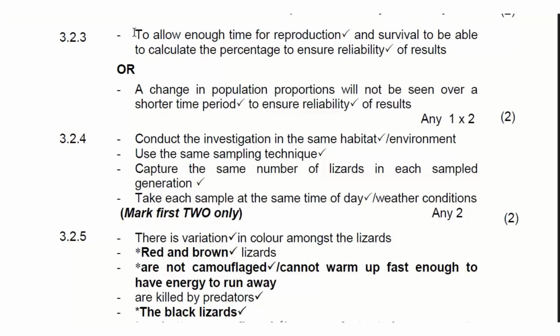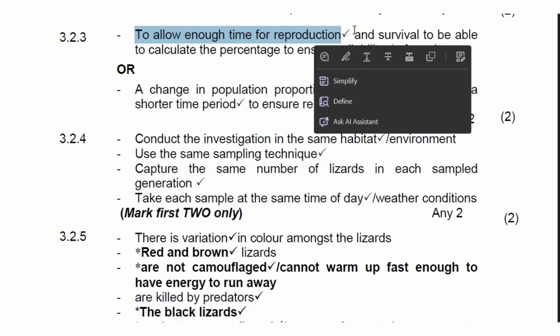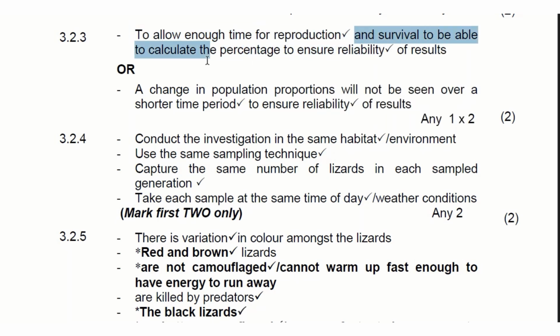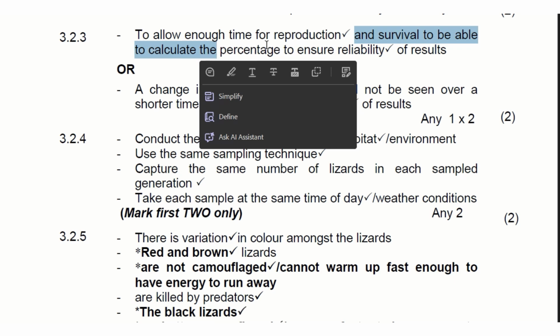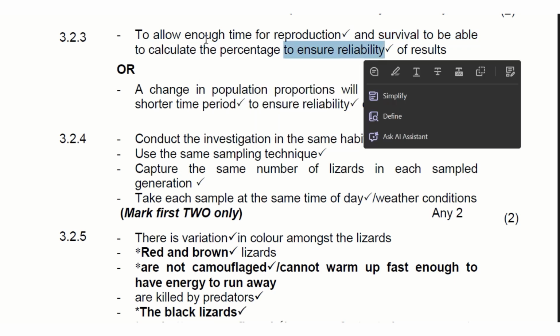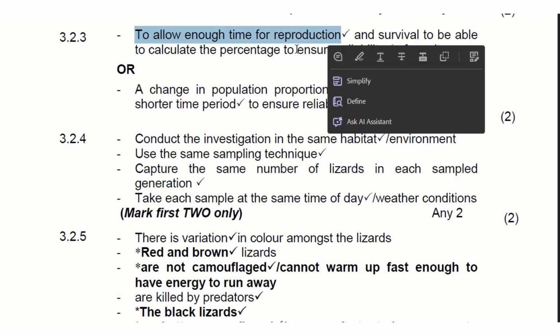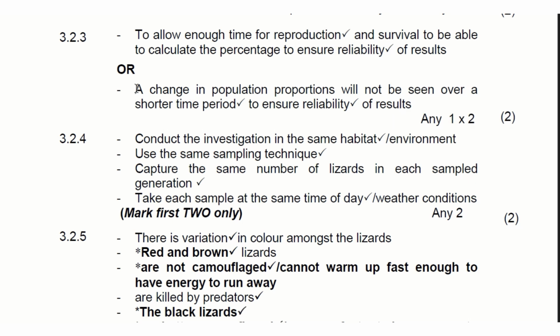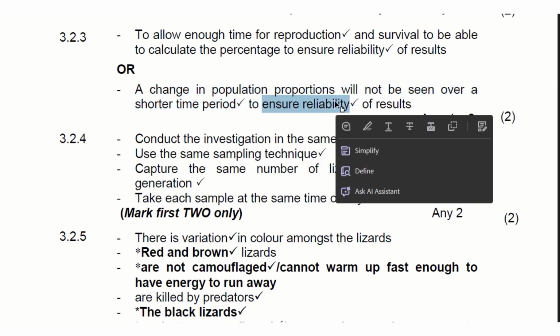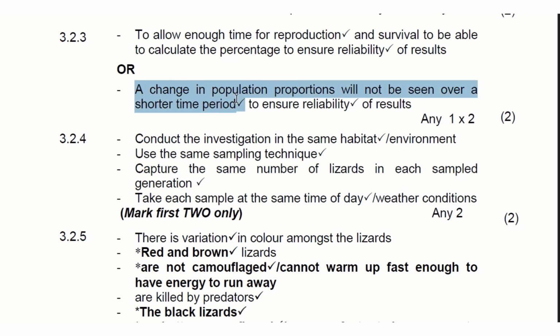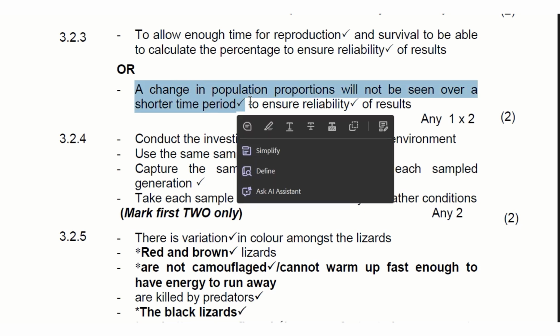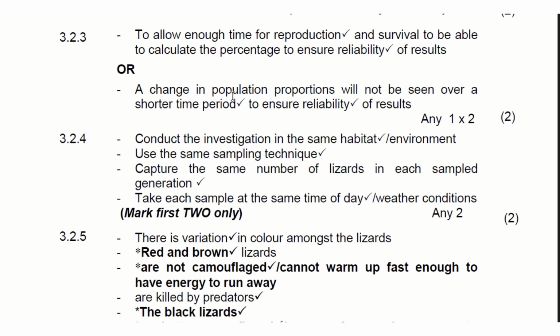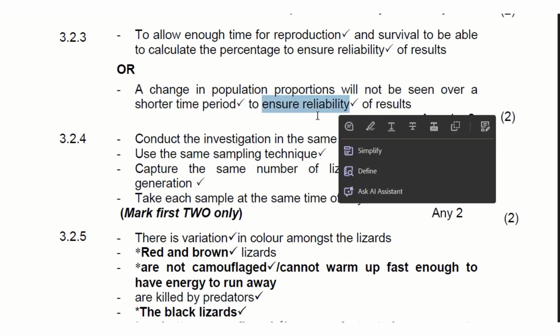So they had to allow enough time for reproduction and survival to be able to be calculated, or to calculate the percentage to ensure reliability. Okay, so enough time for reproduction to ensure reliability. Okay, so that's the 2 marks for this question. Or you could have said a change in population proportions will not be seen over a short period of time, and then to ensure reliability. Okay, so that first mark is just for explaining in this specific context why it was necessary. And then the second mark is for the reliability.